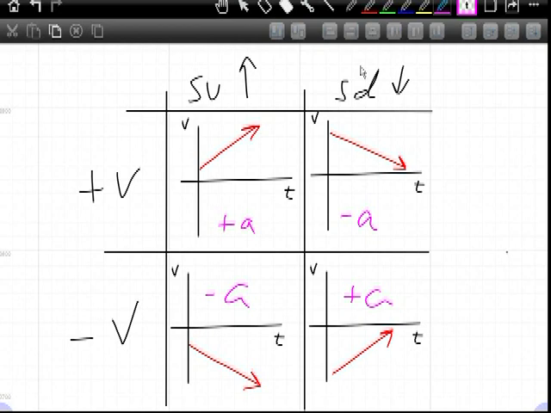Try not to overthink it too much. When you're finding acceleration, look at the slope of the velocity graph. Positive slope, positive acceleration. Negative slope, negative acceleration. Don't overthink it. Really work on differentiating slope from where the line is. It's a hard question to answer.